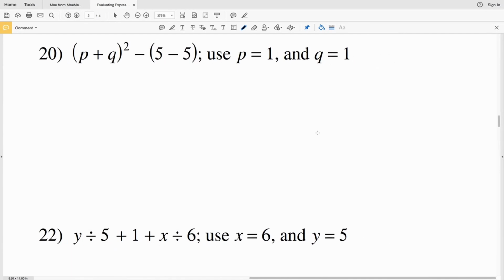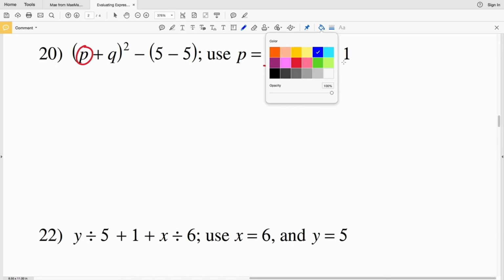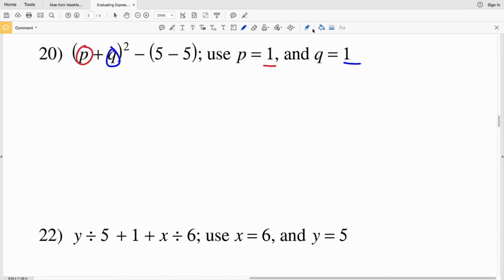Moving on to our last problem in this video, number 20. We have p plus q, and that quantity squared, minus the quantity 5 minus 5. So p, that's going to be 1, and q as well is 1. So plugging that in, we're going to have 1 plus 1 squared minus 5 minus 5. We're going to do what's in the parentheses first.